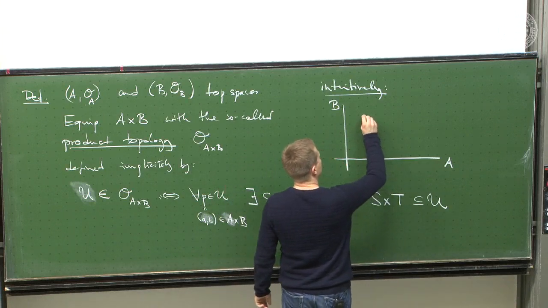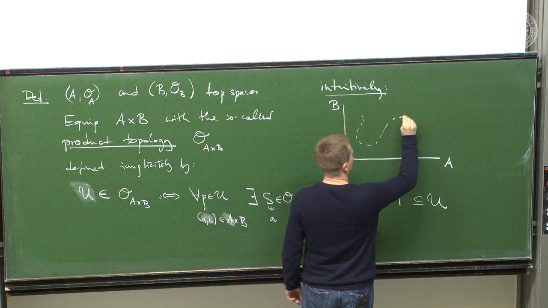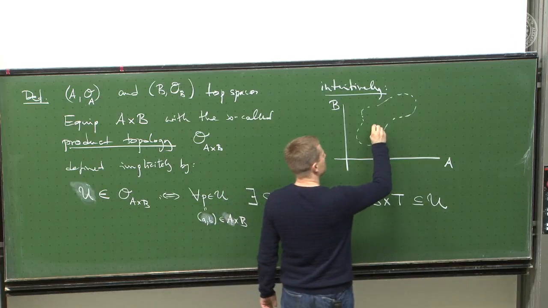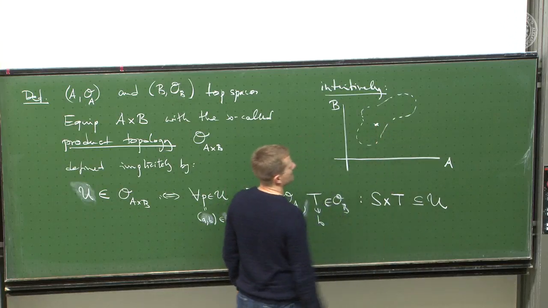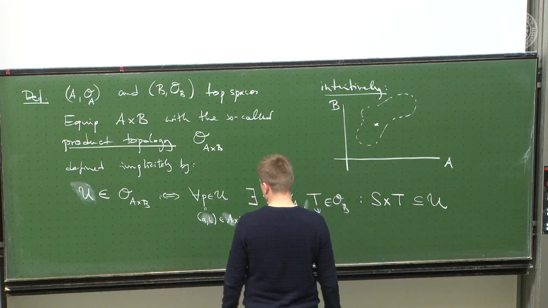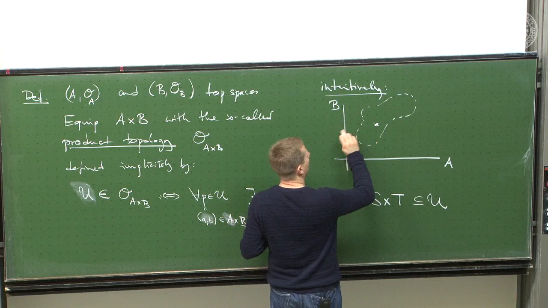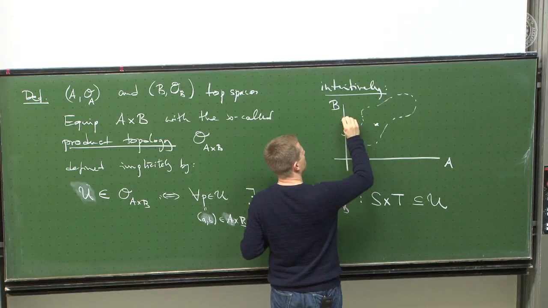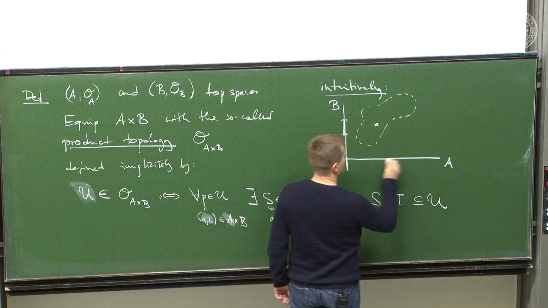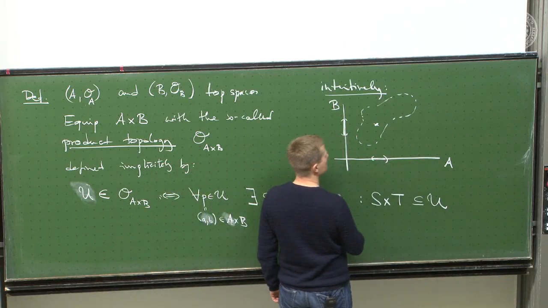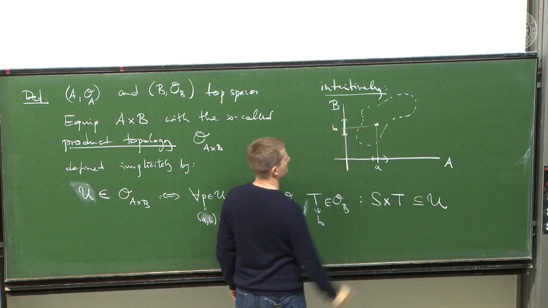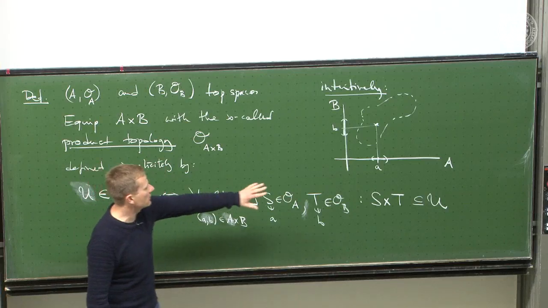And I can ask the question, is this set here open or not? Well, I need to check whether for every point, let's say this one, there is an open set in here. Let's assume it looks like this, so I'm thinking of the real line here, and there's an open set here like this, because this point here is the (a, b) point, the pair in this Cartesian product.